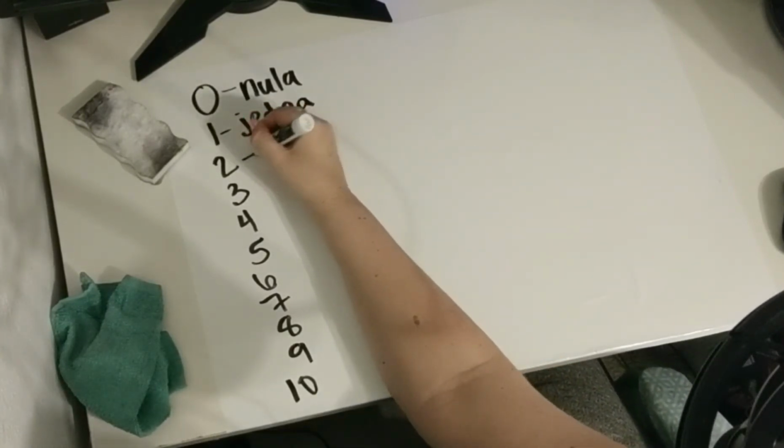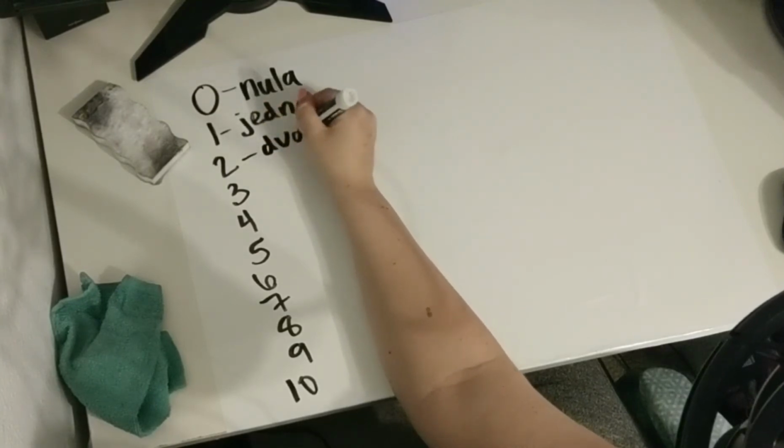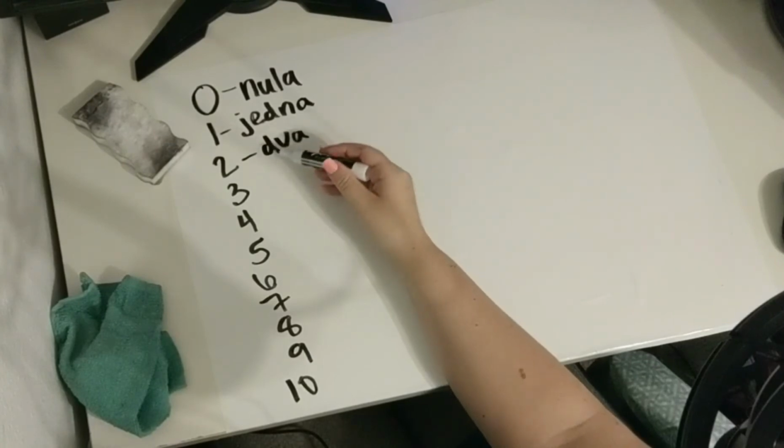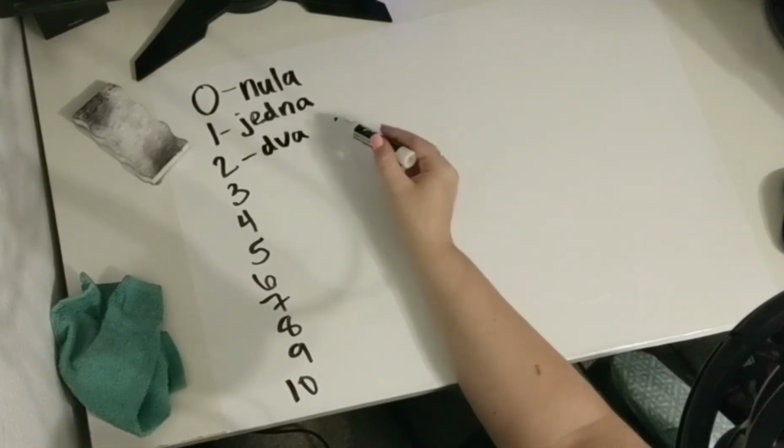Two is dva. Now don't say duh-va. It's one syllable. Dva.